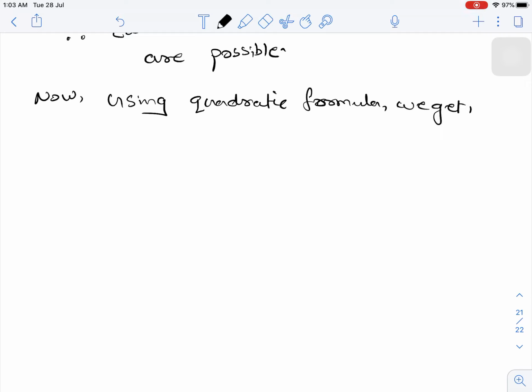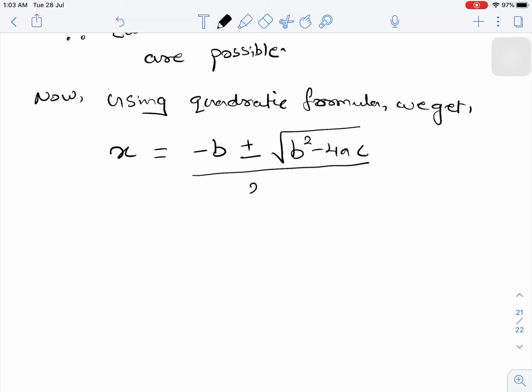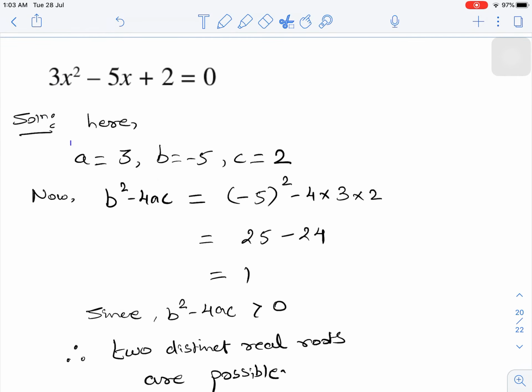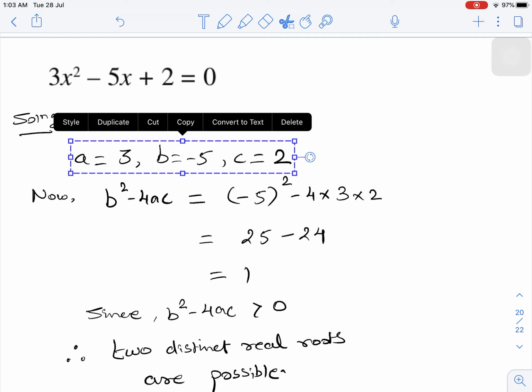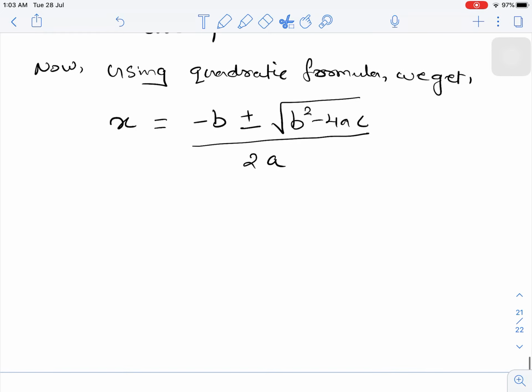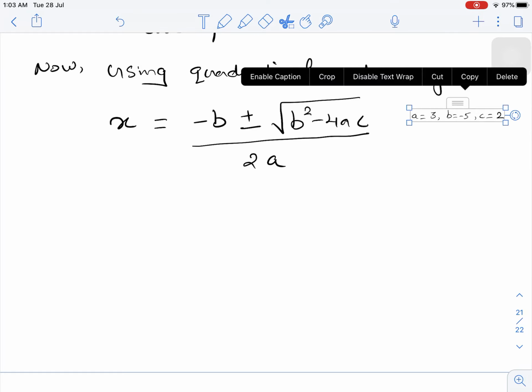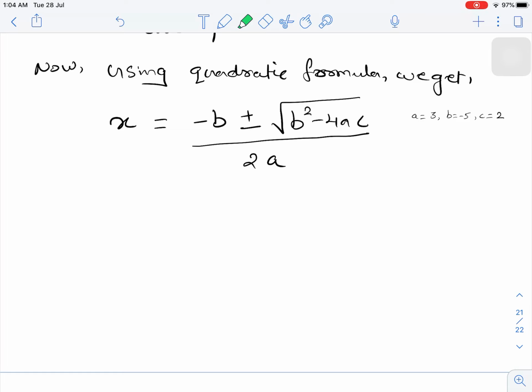So using the quadratic formula we get, now what is the quadratic formula? x equals minus b plus or minus under root b square minus 4ac upon 2a. Let us copy the values of a, b and c from here, so it will be easy for us to write. I am pasting it somewhere here.